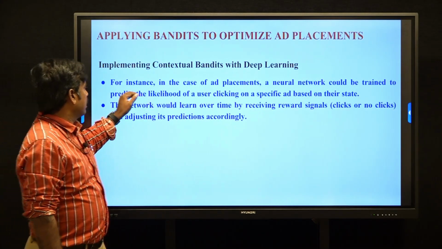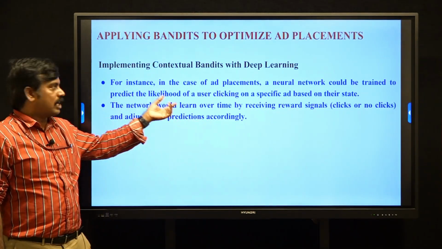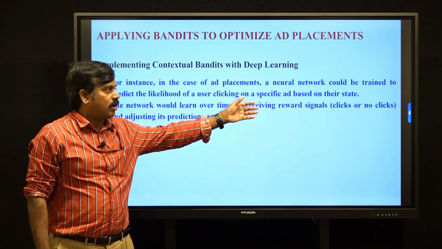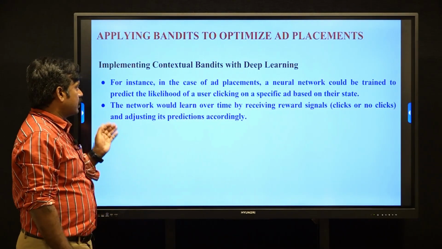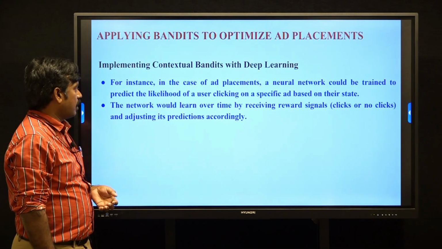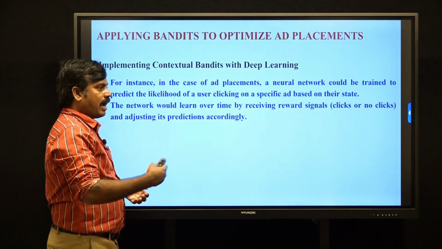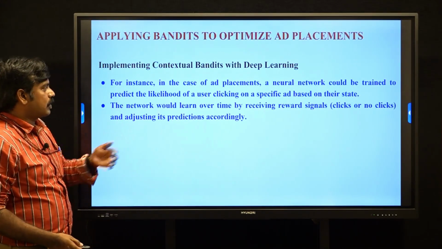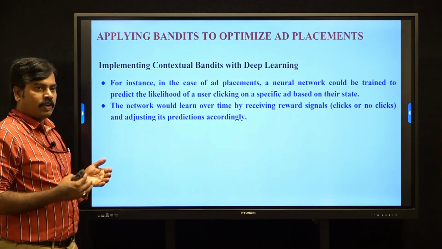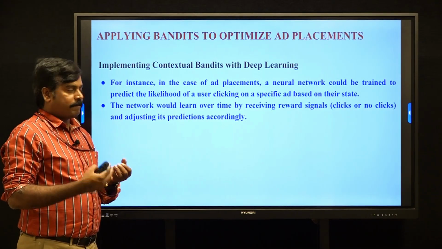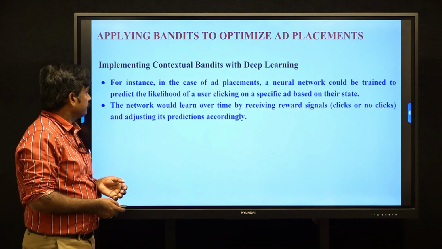So in ad placement, the neural networks could be trained to predict the likelihood of the user clicking on a specific ad or not, based on the state. We give pre-training to the neural networks to predict the user reaction to the ads. So we use neural networks for storing the huge amount of state space data. During training, they create the approximate function between the state and actions.